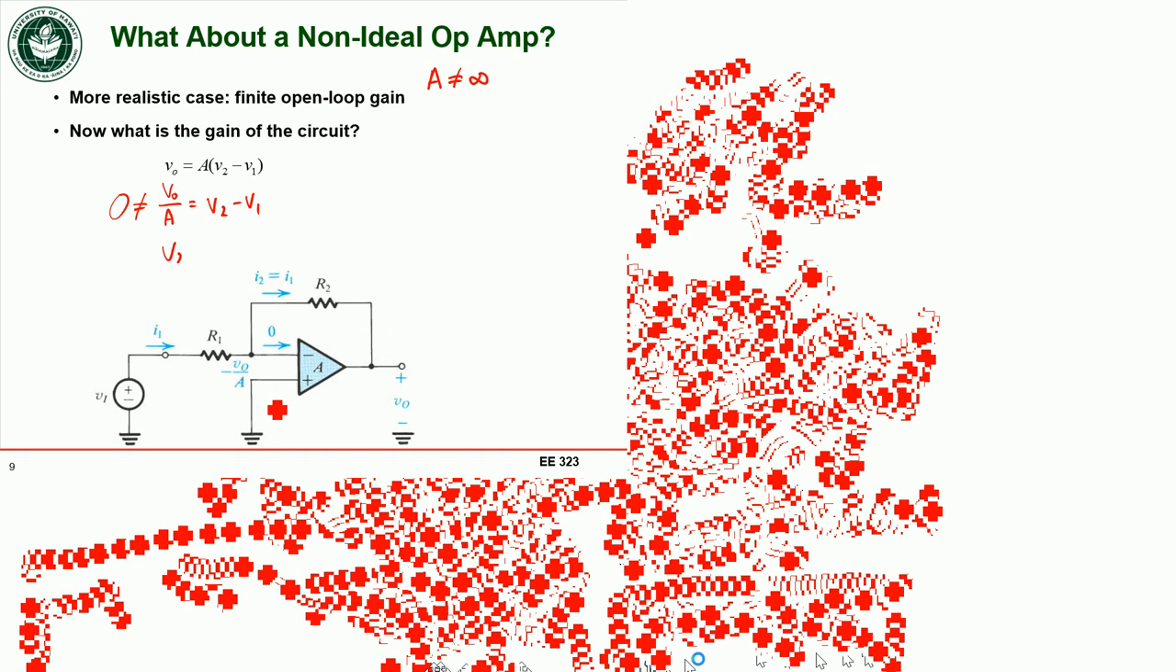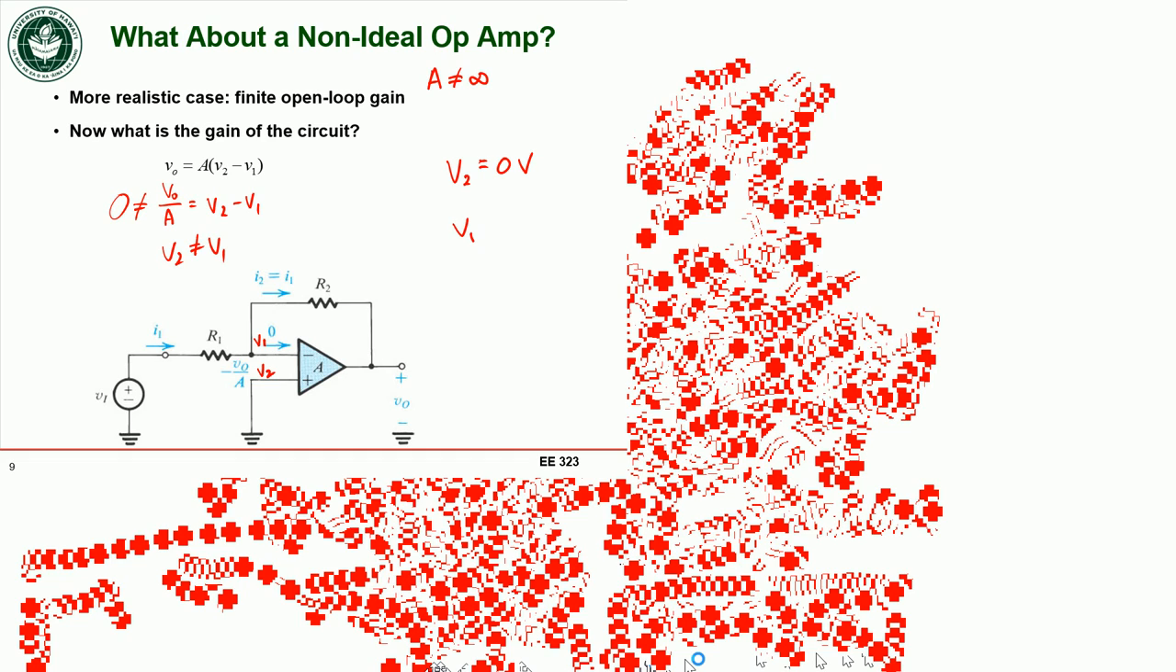And so V2 is not equal to V1 anymore. I can't say that because I have a finite gain. What can I say? What do I know about V2? This is V1. This is V2. So I know that V2 is equal to 0 volts. Okay, so if I plug V2 equals 0 back into my equation, and I solve for V1, then V1 is going to be negative V0 over A. Okay, so I still know values for V2 and V1. They're just not equal to each other anymore.